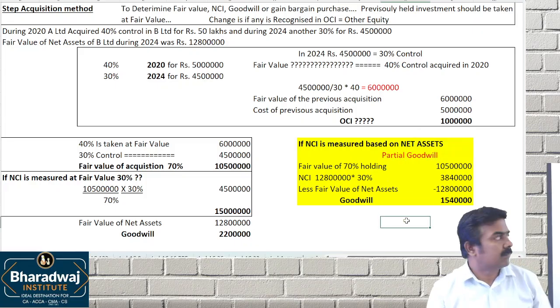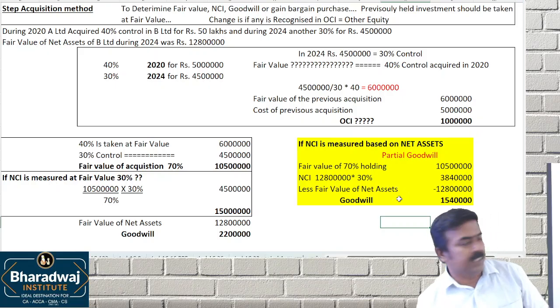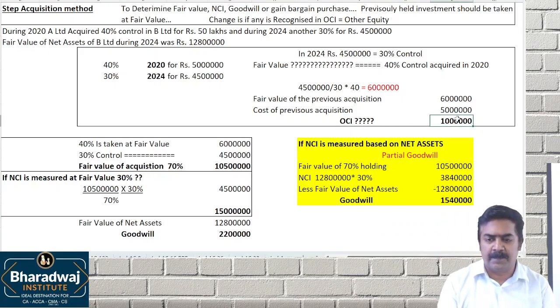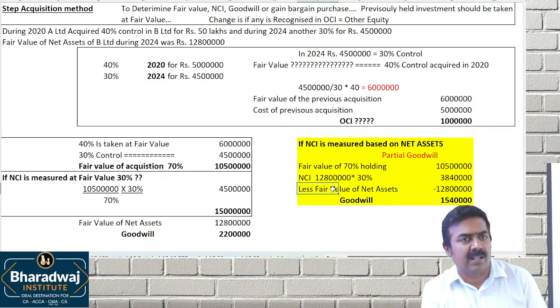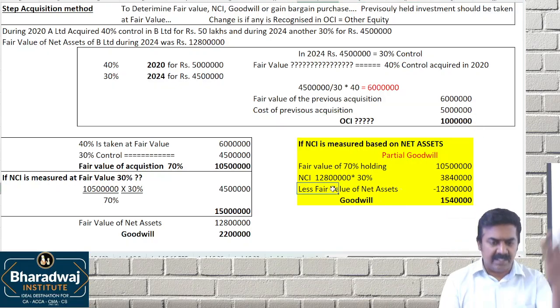Sir, for OCI, what would be the journal entry? Investment account debit to OCI. Investment would have been recorded at 50 lakhs. We have to increase it by 10 lakhs. Investment account debit to OCI 10 lakhs. We'll see in the next question.